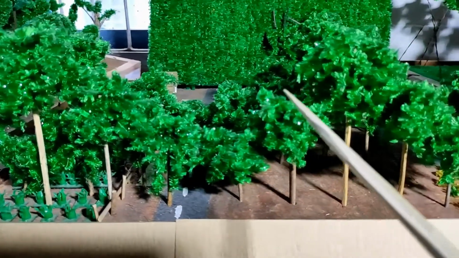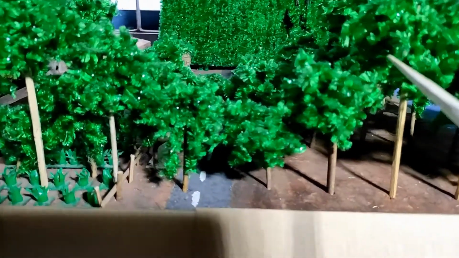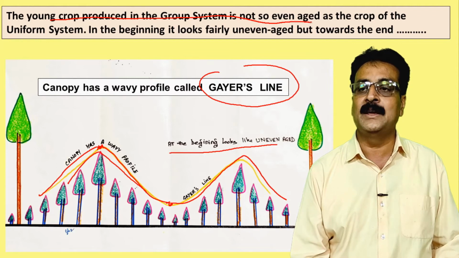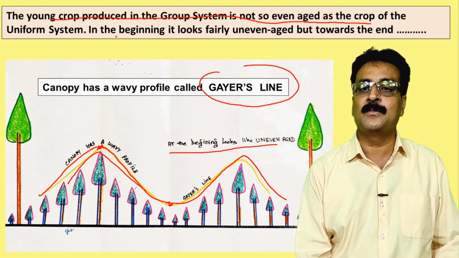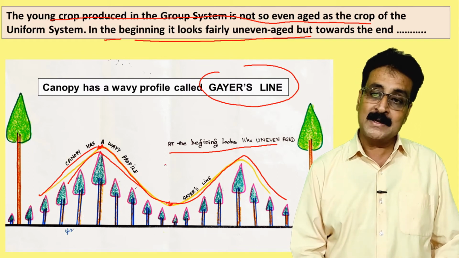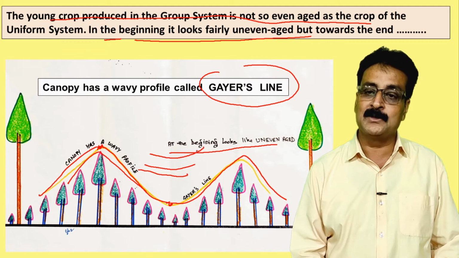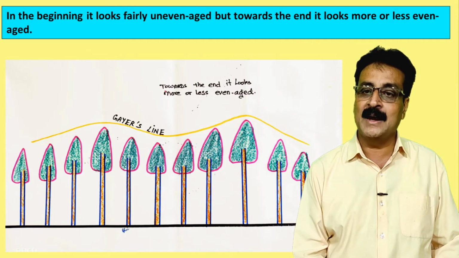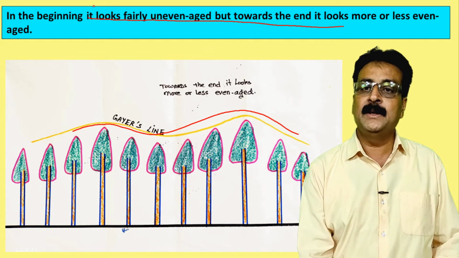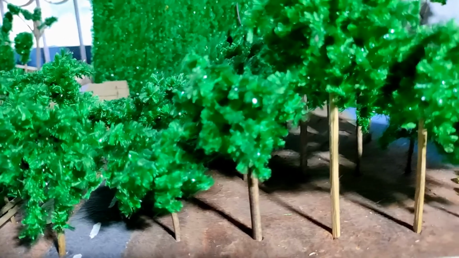You can see it looks very uneven edge. The height is more here, the height is very less here. The young crop produced in this group is not so even edged as the crop of the uniform system. In the beginning it looks uneven edge, but as the trees grow, they will start growing and cover up this depression here. You can see at the end the depression is very less of this Gayer line. In the beginning it looks fairly uneven edge, but towards the end it looks more or less even edge.